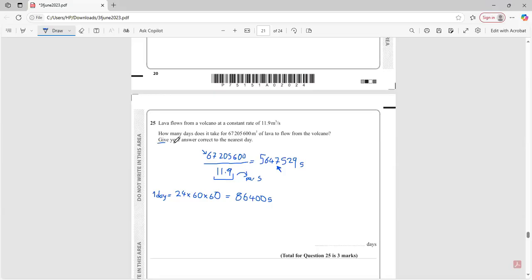Because the question says give your answer correct to the nearest day, we're going to divide this by the seconds in a day to find out how many days are involved. Okay, so are you ready to crunch that number for us? 5647529. Okay, 5647529 divided by 86,400.